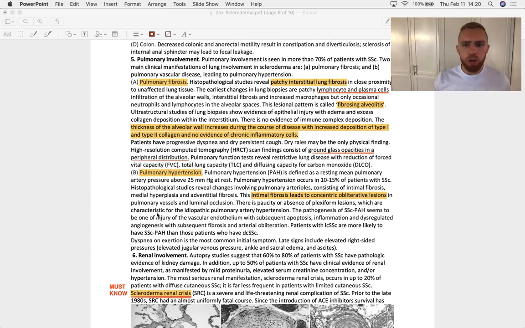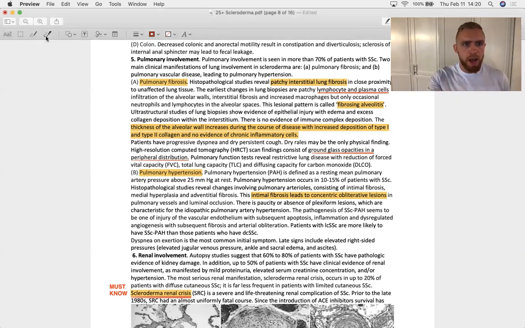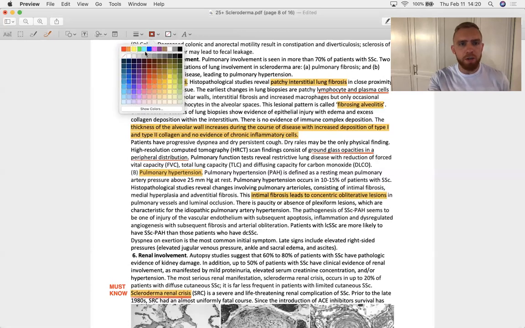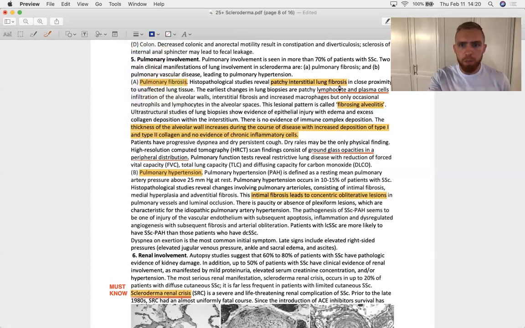So if you were to look at a chest x-ray of a patient with scleroderma who has developed pulmonary fibrosis, you would see a couple of things. Namely, you would see patchy interstitial lung fibrosis that would present as ground glass opacities in a peripheral distribution. That's the sort of thing I'll take a quick note on in First Aid just to remind myself what the pulmonary presentation of scleroderma looks like.